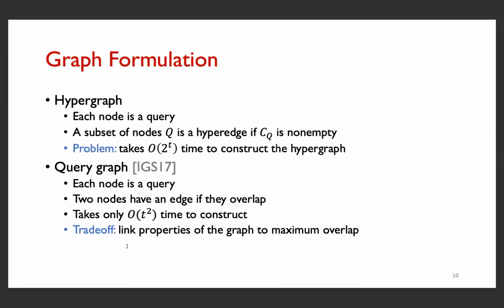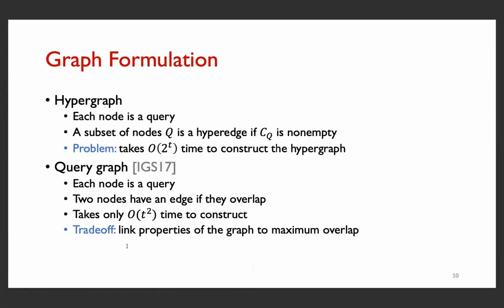Our idea is to formulate the problem in terms of graphs. One way would be to formulate it in terms of a hypergraph. Each node in the hypergraph is a query, and a hyperedge is any subset of queries that has a coverage that is non-empty. Then we get the maximum overlap readily as the cardinality of the hyperedge with the largest cardinality. The problem is that this has exponential time to construct this hypergraph.